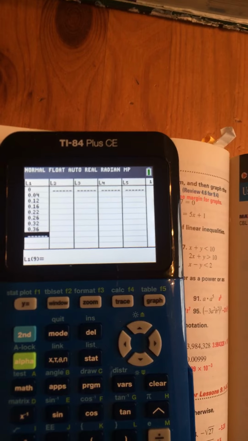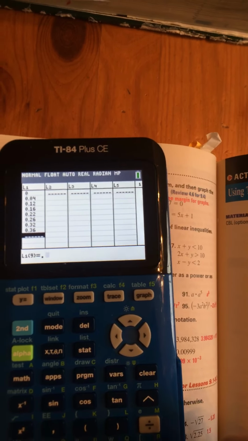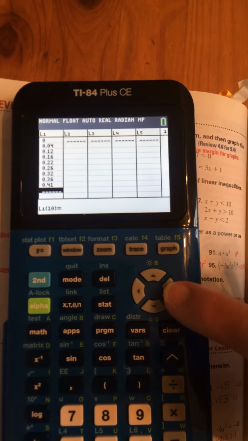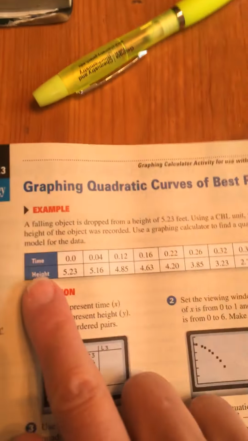So you'll get done faster than me, but that's all right. 0.41. Okay, I think I got them all in. Now I'm going to arrow over to the other column and start putting in the heights for my y-axis.